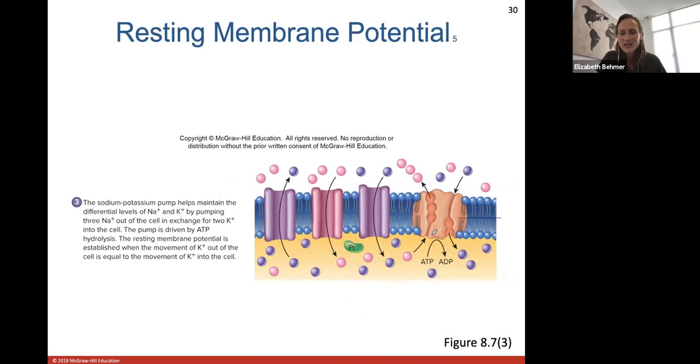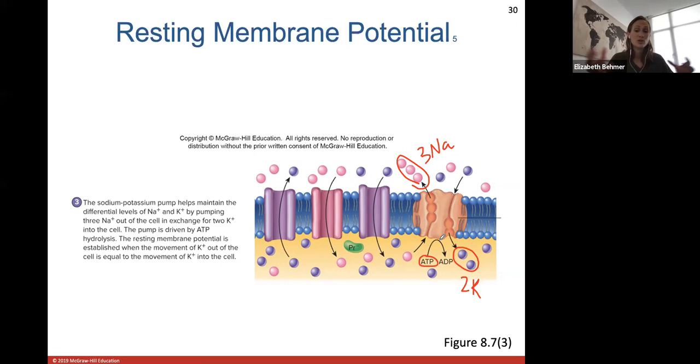So you can see here, again, the pink is the sodium. So we are transporting 3 sodium out. And again, the pink is sodium. And we're transporting 2 potassium back in. So here's 2 potassium. And it's not necessarily a gated channel. It's more like its own separate channel because it needs ATP. And you can see here the ATP needs to bind in order to do this process.